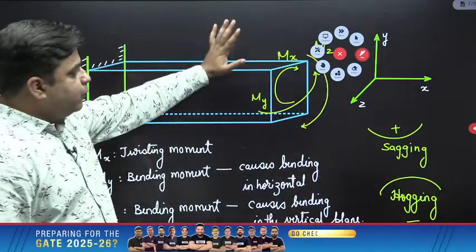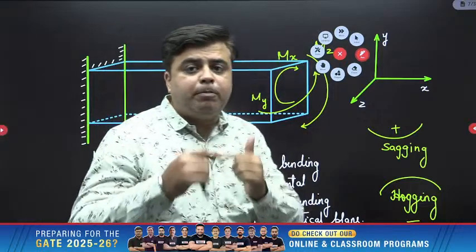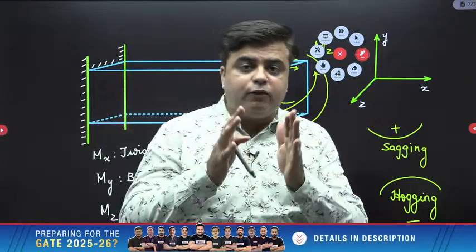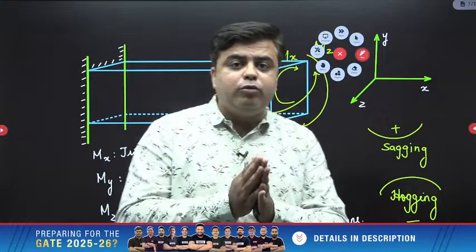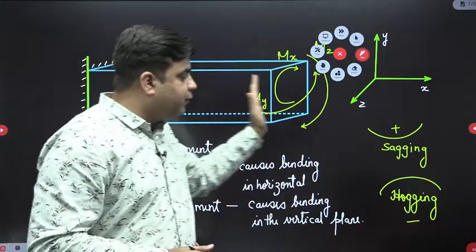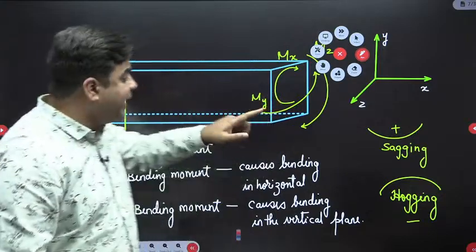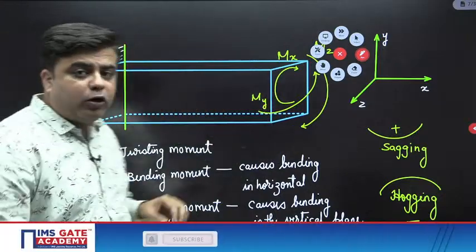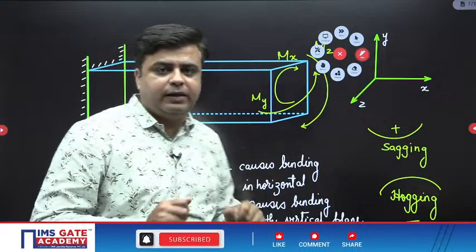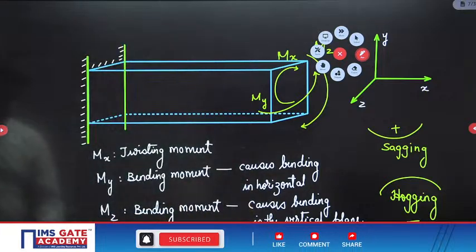So if the loads are acting on multiple planes, then you have to first draw the bending moment diagram for variation of Mz, and second you need to draw the bending moment diagram for variation of My. For that you have to read the question properly. Okay. Now let's see this.